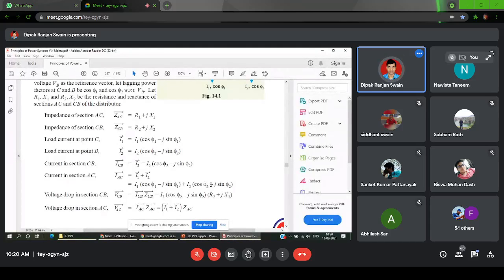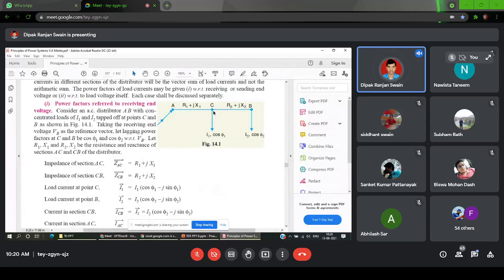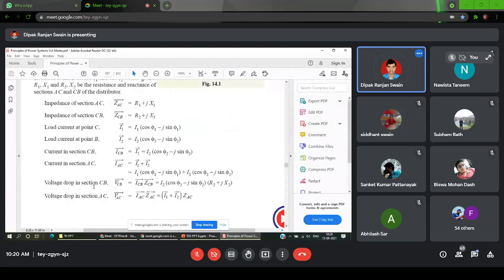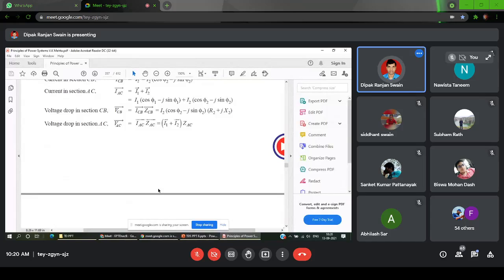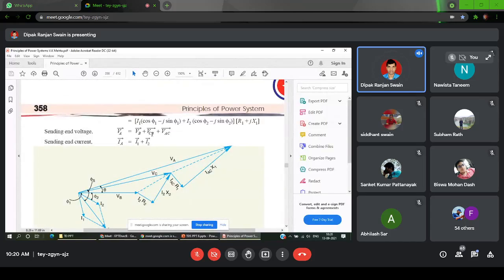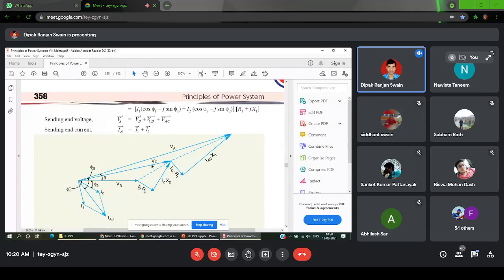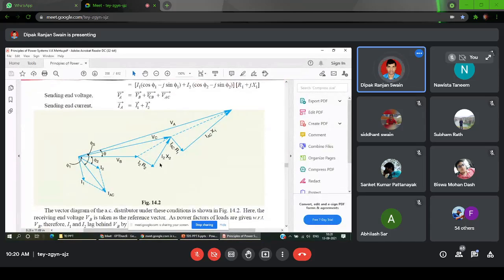Once you have the current in each section, what we do next is calculate the voltage drop. VA voltage is known. So what will be the voltage at point C? It is (I1 plus I2) into (R1 plus jX1). Similarly, what is the voltage at point B? It is the voltage at C minus I2 into this impedance. So the voltage drop is calculated, and then VA is equal to VB plus the drops. Sometimes along with this you also need to draw the phasor diagram.